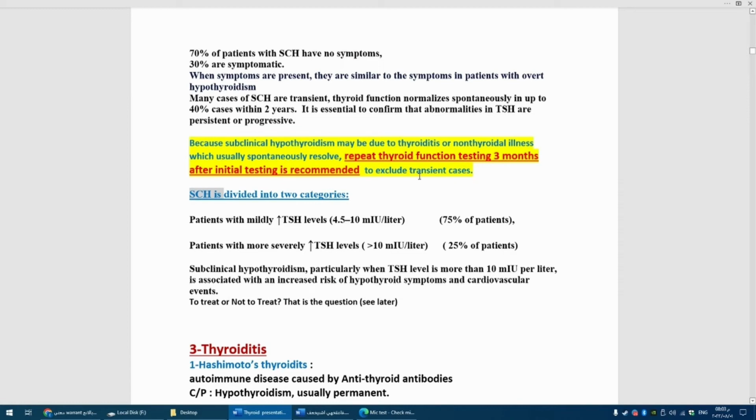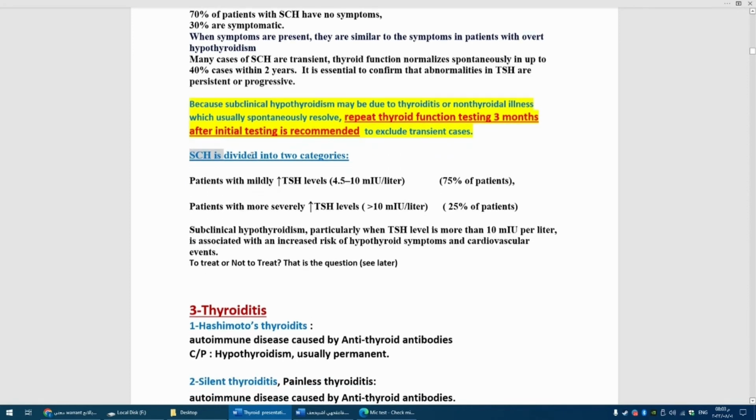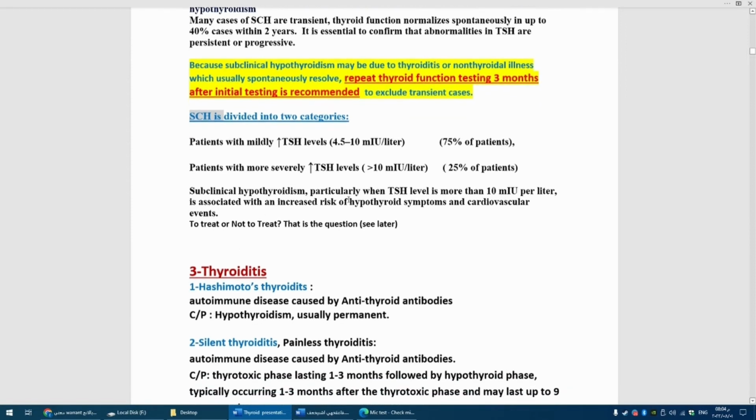That's to say, don't depend on a single TSH measurement to make a diagnosis. Repeat TSH after 3 months. The disease is divided into 2 categories: patients with mild elevation of TSH less than 10, and patients with more severely elevated TSH more than 10. The patient may be at risk of progression to overt hypothyroidism, presence of hypothyroid symptoms or cardiovascular complications. To treat or not to treat.